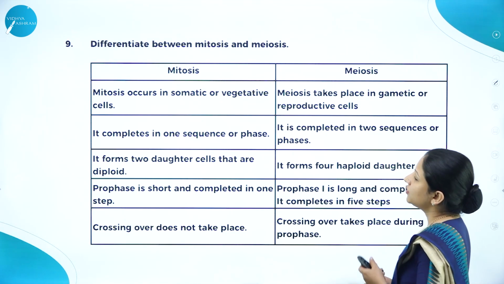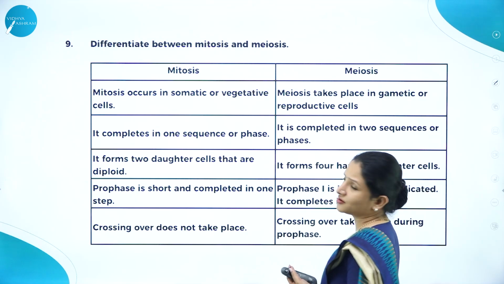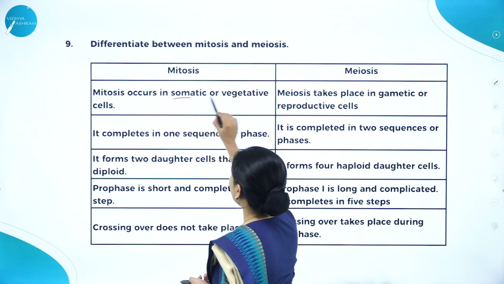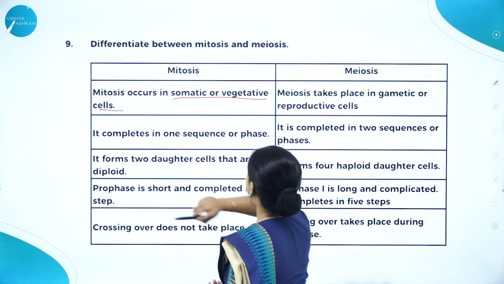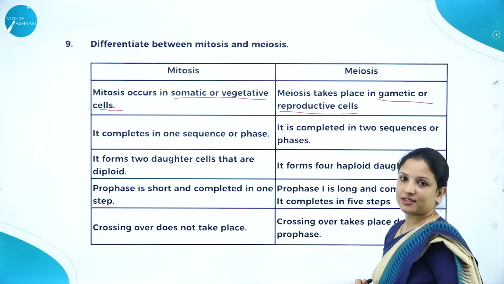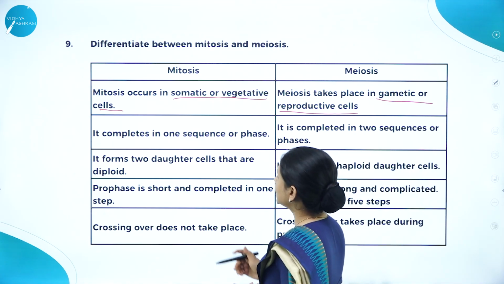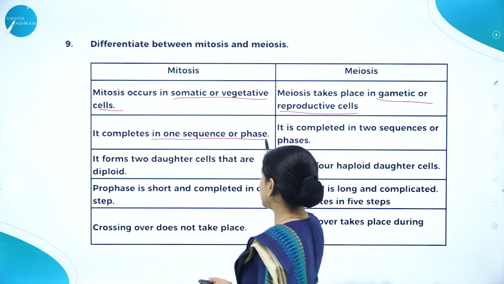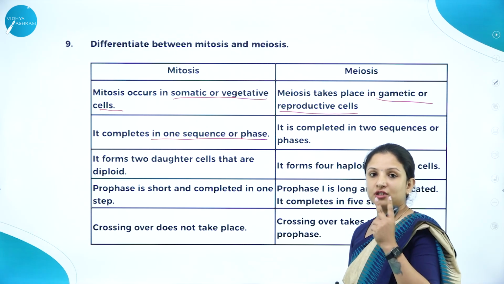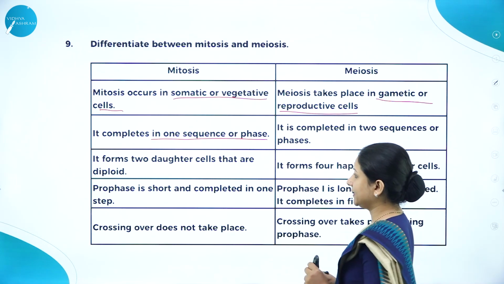Next, moving further, differentiate between mitosis and meiosis. This is one of the important questions. Mitosis occurs in somatic or vegetative cells, whereas meiosis only takes place in the gametic or reproductive cells, that is, the male and the female gametes. Mitosis completes in one sequence of phase, but meiosis completes in 2 sequences of phase, meiosis 1 and meiosis 2.